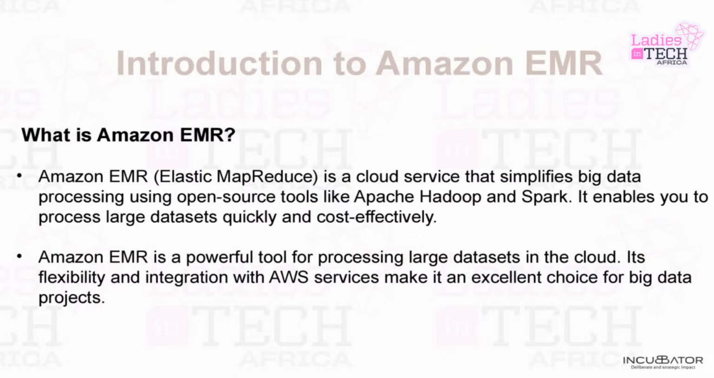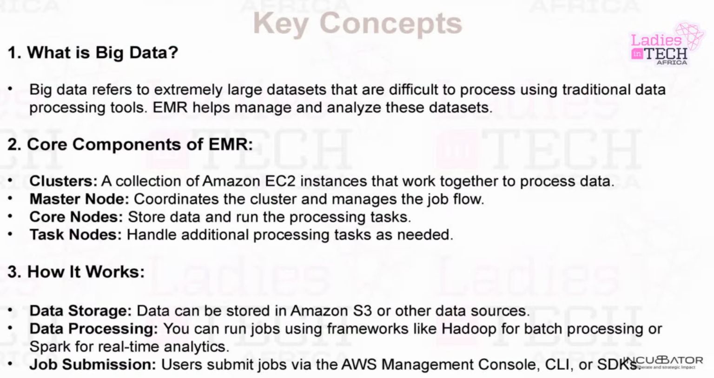So it enables you to process large data sets quickly. You use EMR, Elastic MapReduce. It's a powerful tool for processing large data sets in the cloud. Like we all know, it integrates with other AWS services. Every AWS service integrates well with other AWS services.